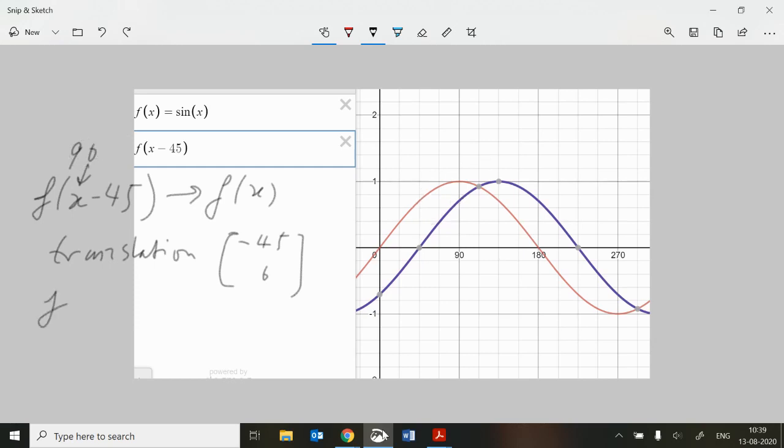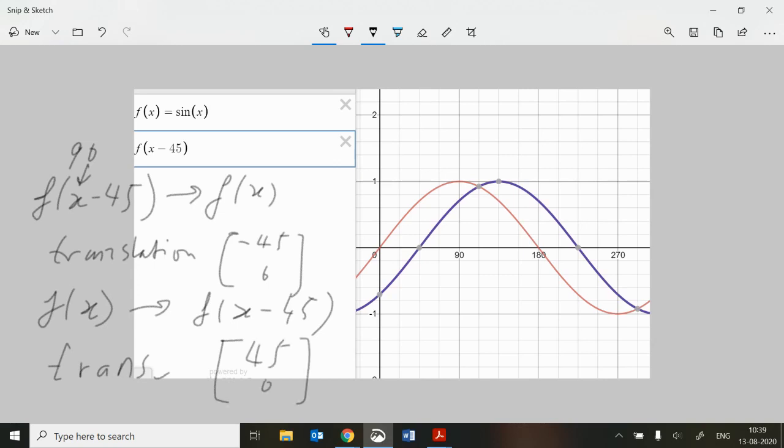So now obviously if we're doing it the other way around, which is what we want, we're saying what's the transformation from the original function to f of x minus 45? Well, we'll need to do that backwards. So that's going to be our translation, the translation of 45, 0. We're going to take this graph and go forwards by 45 degrees in the positive x direction to get to the purple graph. I hope that is all really obvious and you've seen that before.